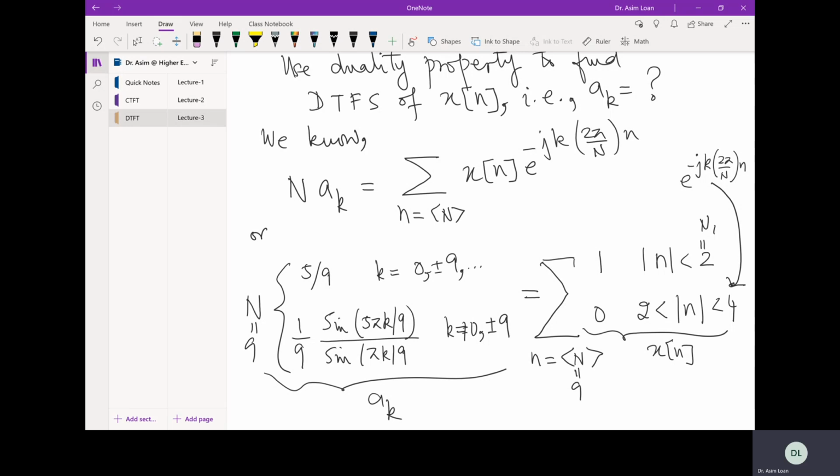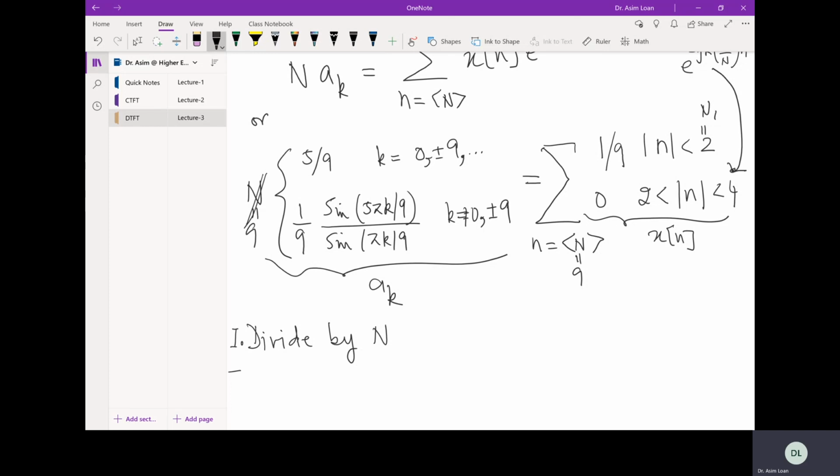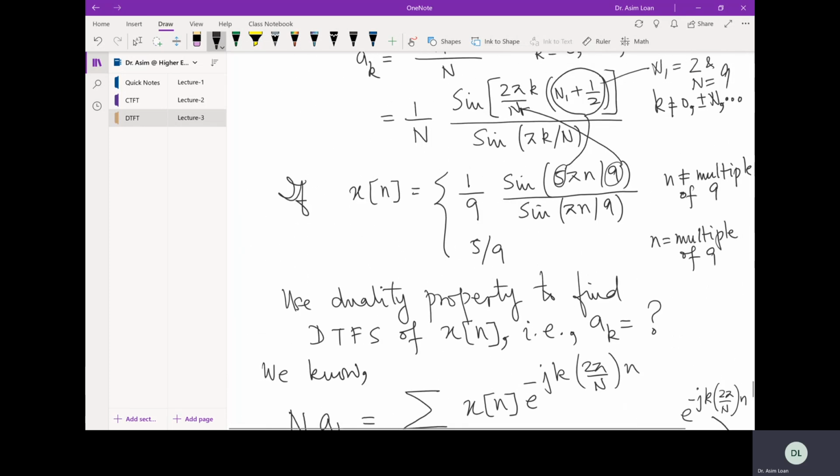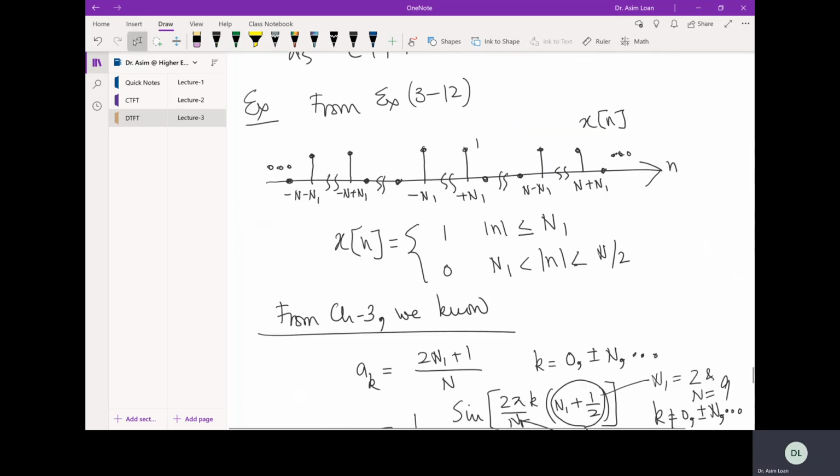So what do we do now? So what we'll do is divide by n. This is the first step. So if I divide by n, this n is going to go from here, and I'll have 1 over 9 over here. Second step is interchange k and n. Why interchange k and n? Because if you go back here, both k and n are discrete, so I can always interchange k and n.